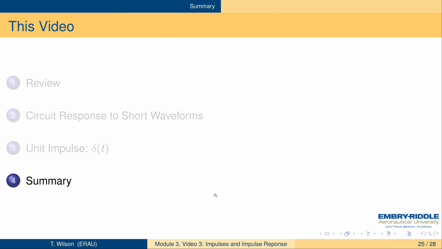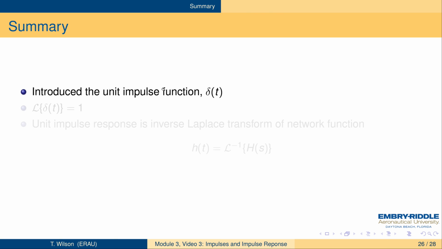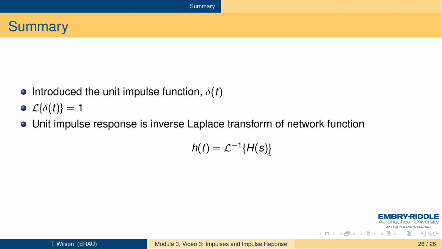Apologies for that. So in summary, we introduced the unit impulse function. We found that the Laplace transform of the unit impulse function is 1. So if we apply unit impulse as the input to a circuit, we just take the inverse transform of the network function to get that response. And we call that thing the impulse response, and we denote it by h of t, and it's widely used.